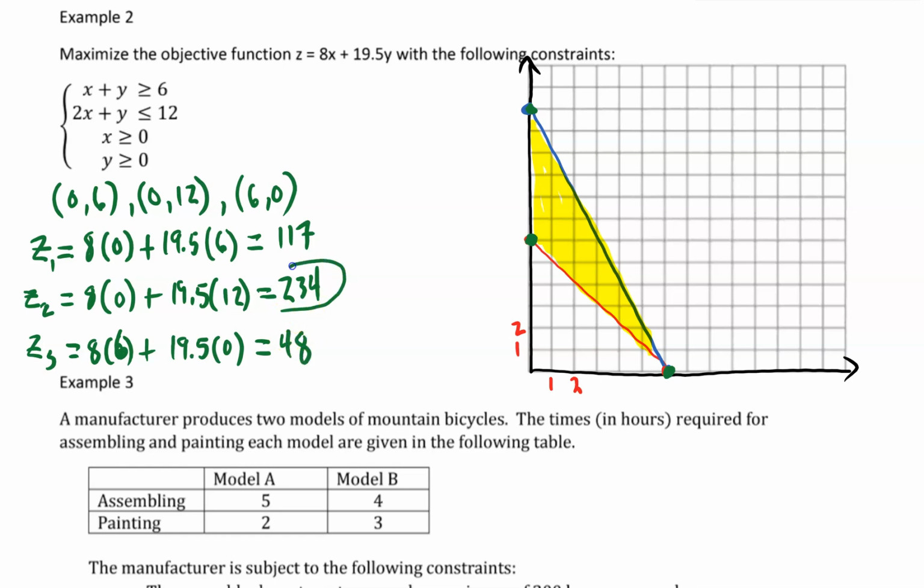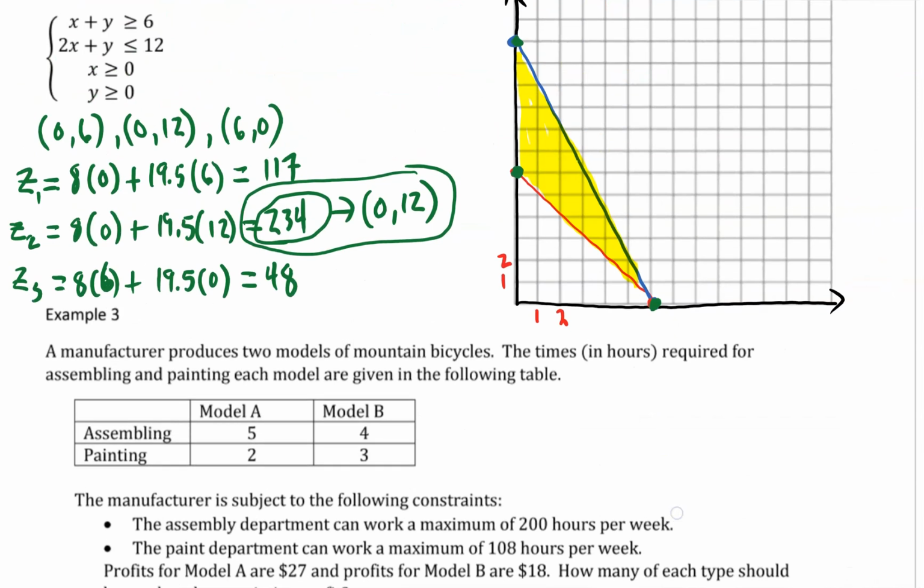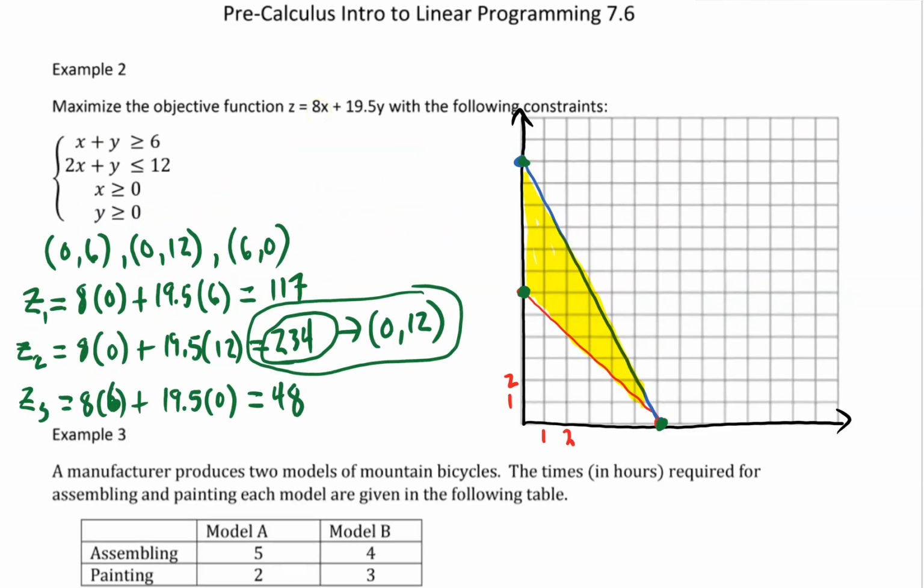So obviously this is what's going to get maximized here. They're saying that the max volume is going to be 234 and it occurs at 0, 12. So this would be our entire answer. All right, hopefully that makes sense. I know these seem kind of silly, but in both of these, because the x coefficients were smaller than the y coefficients, it always ended up being on the y-axis.